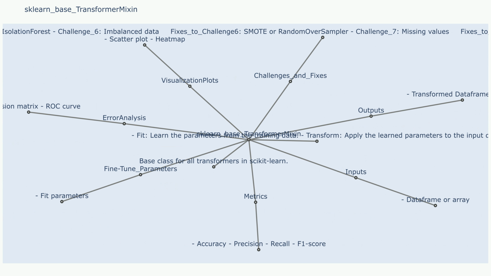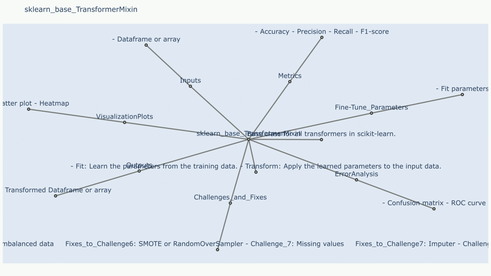Fine-tune parameters. Parameters specific to each transformer. Transformers have various parameters that can be tuned to optimize their performance. Refer to the documentation of specific transformers for details.